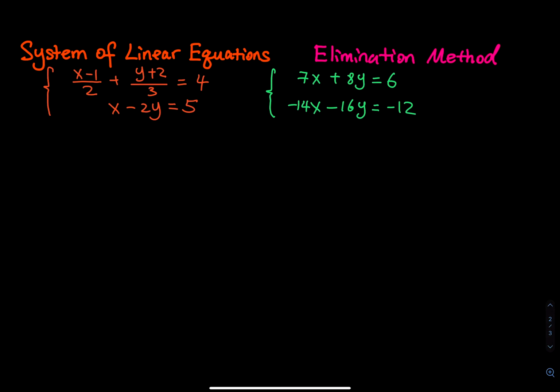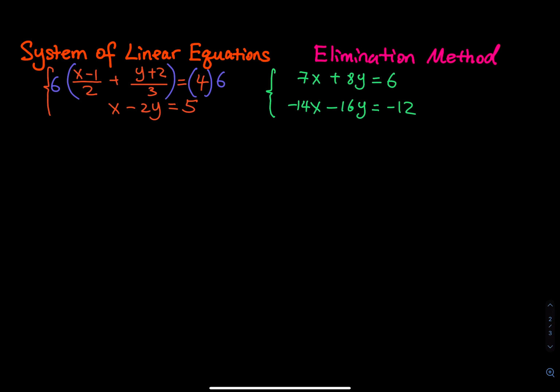Use the elimination method to solve these systems of linear equations. So the first equation, we have fractions. So this is (x minus 1) over 2 plus (y plus 2) over 3. Whenever I see a fraction, I want to get rid of the denominator immediately. To get rid of the denominator, one of the ways to do it is you multiply both sides by 6. 6 is big enough to get rid of the 2 and the 3.